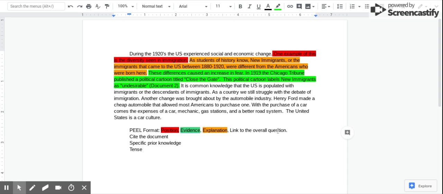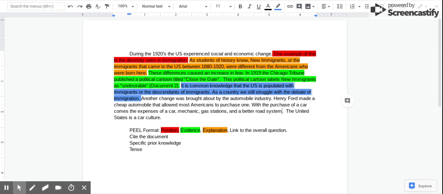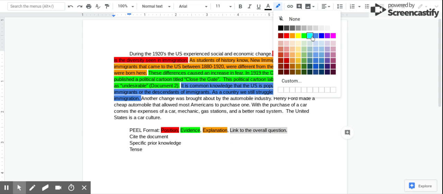And then now we're going to the overall question. It is common knowledge that the U.S. is populated with immigrants or the descendants of immigrants. As a country, we will struggle with the debate of immigration. This is going to be my link. And this is something that you're going to want to go into more detail on when we get to the end of the paper, when we get to that overall question: to what extent did the 1920s shape modern America?